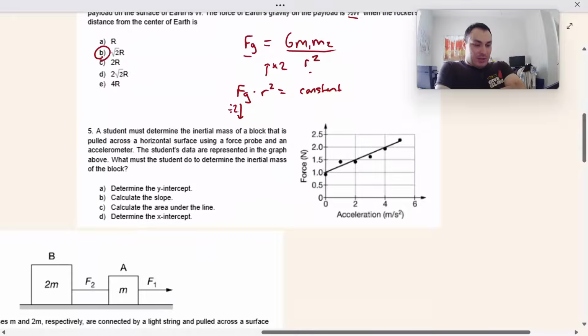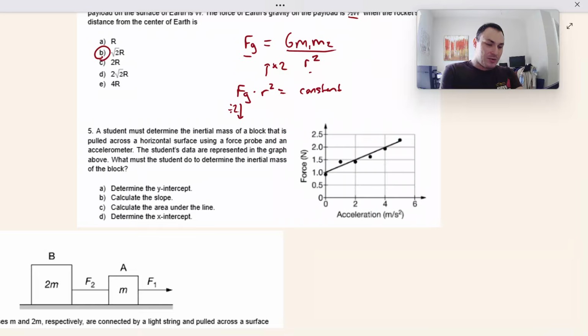A student must determine the inertial mass of a block that is pulled across a horizontal surface using a force probe and an accelerometer. The student's data is represented in the graph above. What must the student do to determine the inertial mass of the block? So we're given a graph of force versus acceleration. There are a lot of things in this question we haven't talked about before. The phrase inertial just applies to mass within a system. Don't let it confuse you.